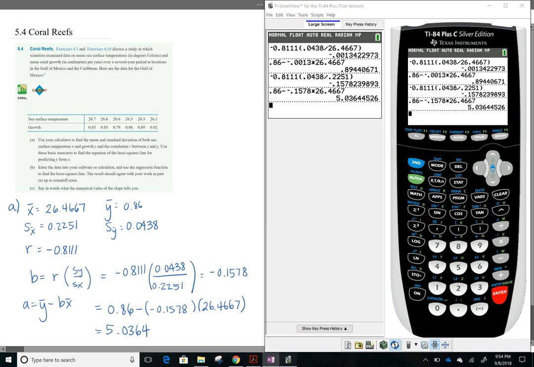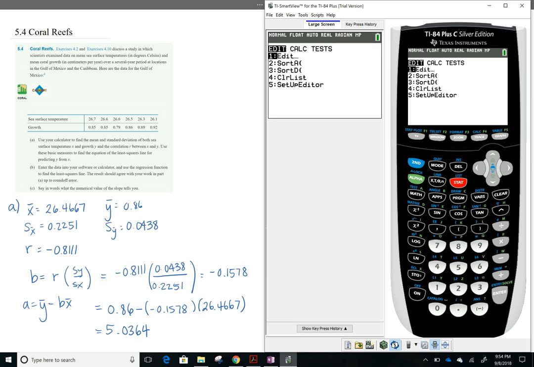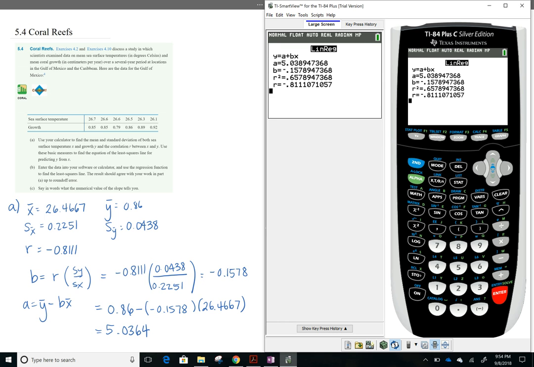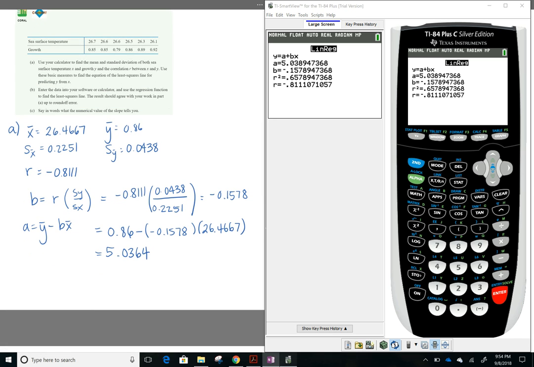So now we'll press Stat, Calc. We'll run our linear regression again, just to verify our values. We have a little bit of a discrepancy because of the rounding, but that's okay. It says the result should agree. It does.